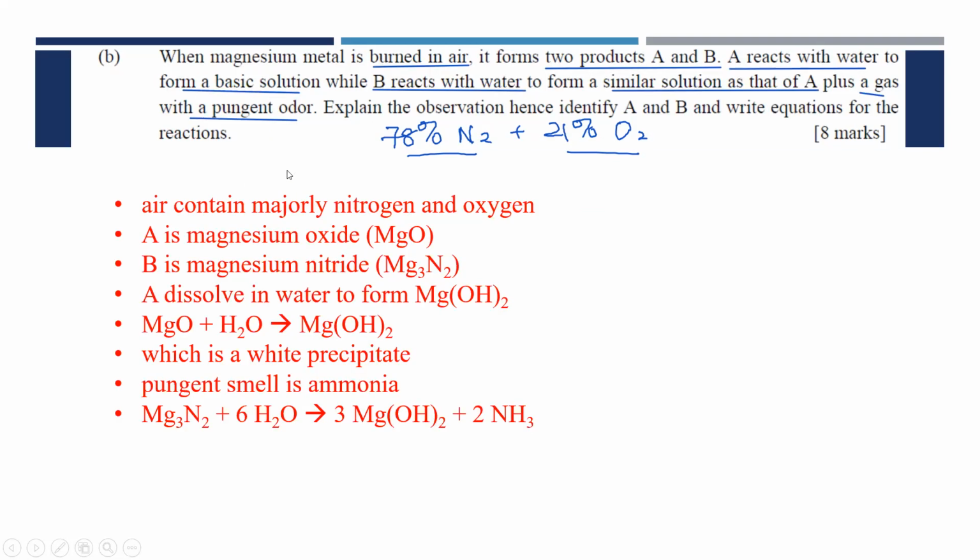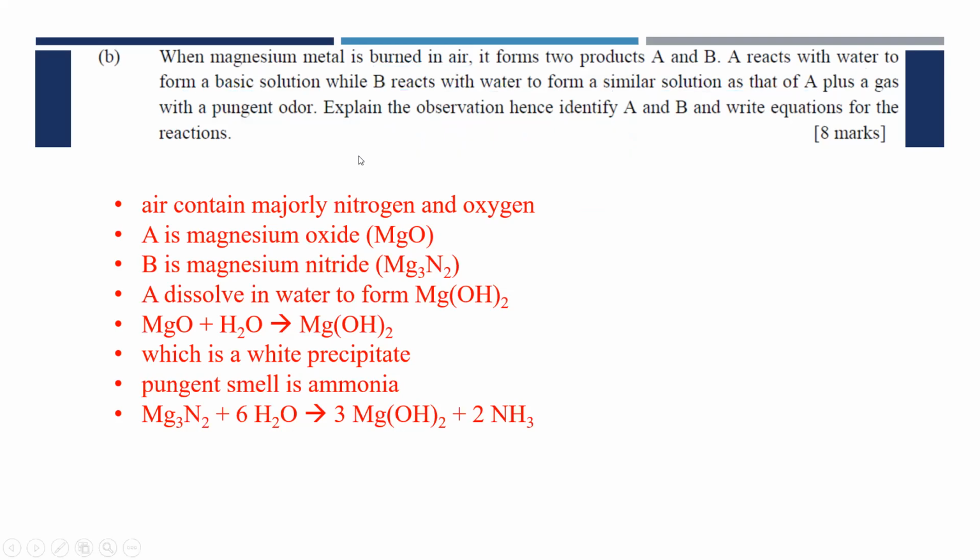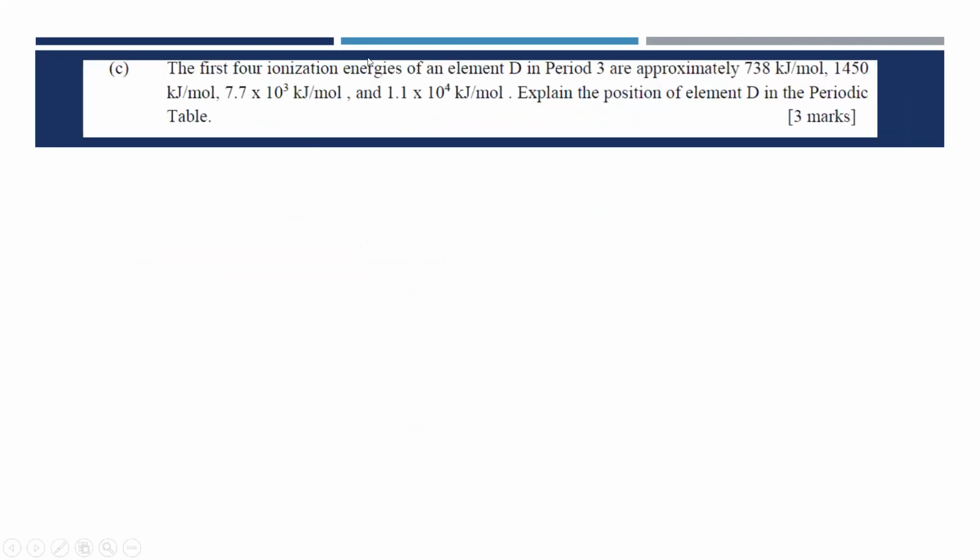In this chemistry, you must try your best to understand them. Okay, so with that, that is for question B. And then finally, we have C. The first four ionization energies of element D in period 3 are approximately 738, 1450, 7.7 times 10 to the power 3, and 1.1 times 10 to the power 4 kilojoules per mole respectively. Explain the position of element D in the periodic table.